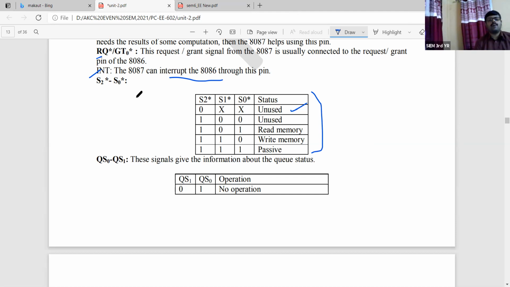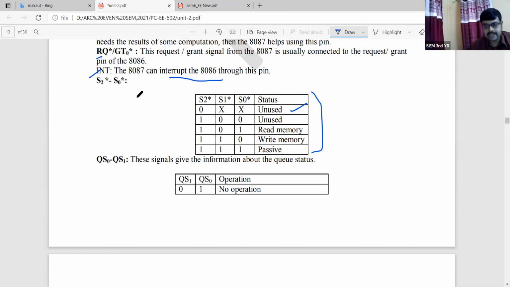Next one, if S2 bar equals 1, S1 bar equals 0, S0 bar equals 0, the status will be again unused. So two unused statuses we are getting. First, if S2 bar equals 0, irrespective of the value of S1 bar and S0 bar, the status is unused. If S2 bar equals 1, S1 bar equals 0, and S0 bar equals 0, we are getting again an unused operation.